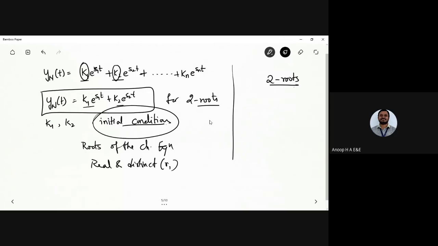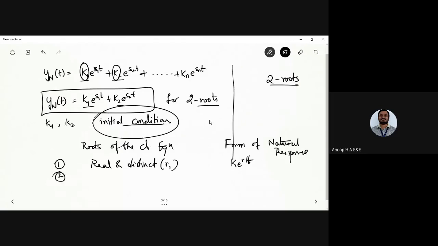What is the form of the natural response? You'll be having k e power rt. Here r is what I've represented for real and distinct roots. So if I have s1, you can write it as s1 here. Okay, so this is the first one.